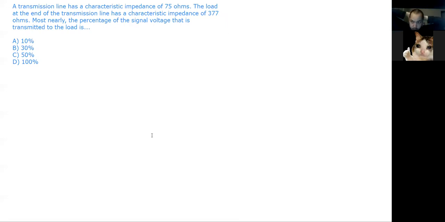All right, so number 2: a transmission line has a characteristic impedance of about 75 ohms. The load at the end of the transmission line has a characteristic impedance of 377 ohms. Most nearly, the percentage of the signal voltage that is transmitted to the load is either 10, 30, 50, or 100%. Characteristic impedance. Okay.